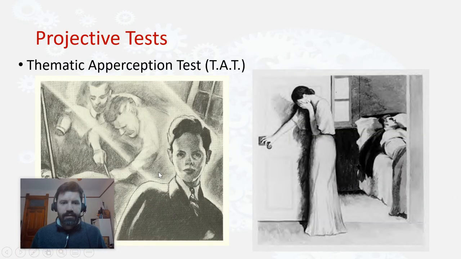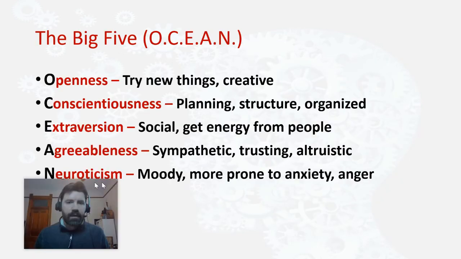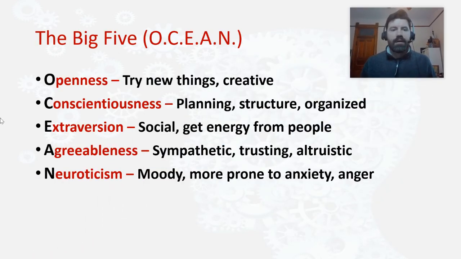Oops, I'm going the wrong direction. Here we go. The Big Five traits, you can use the mnemonic or the acronym OCEAN. You can see them listed here: openness, conscientiousness, extroversion, agreeableness, and neuroticism. If you were to take the Big Five personality inventory, what would happen is you would get a percentile for each of these 5 traits.